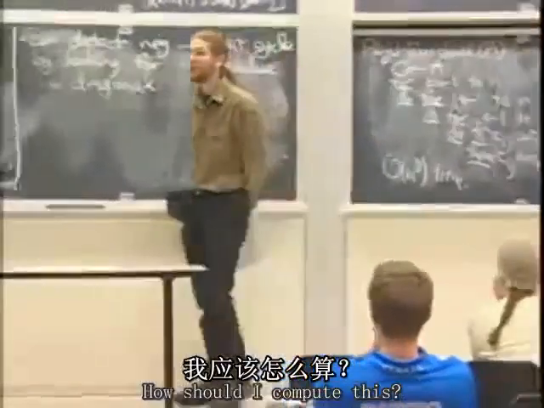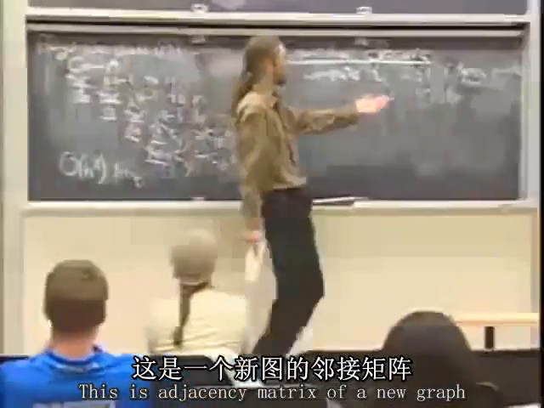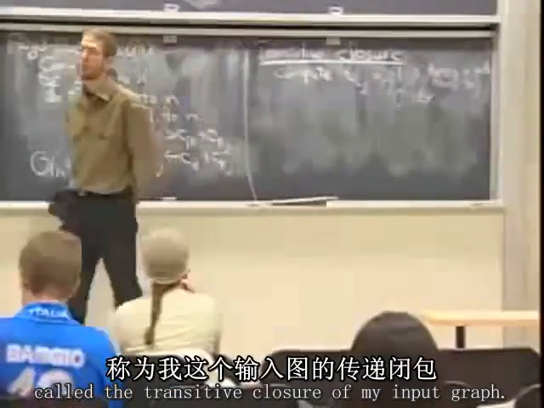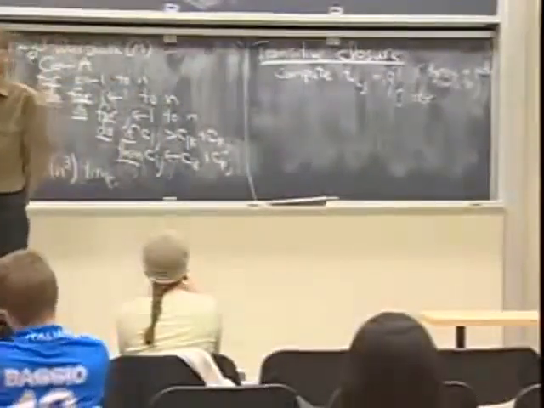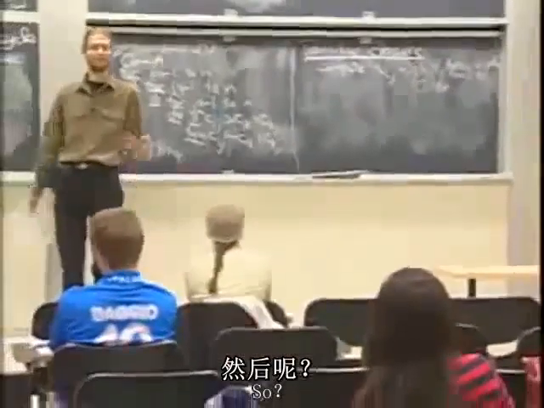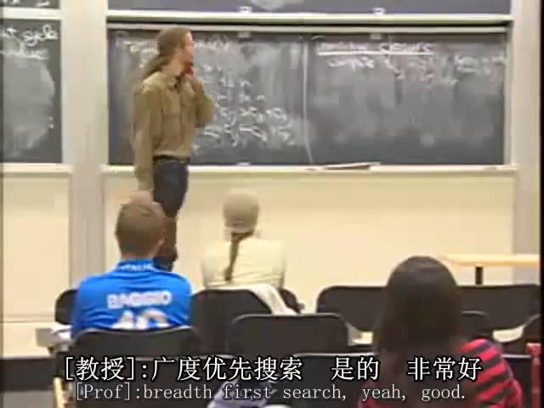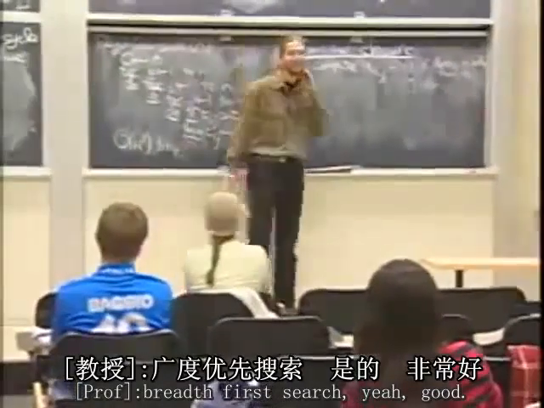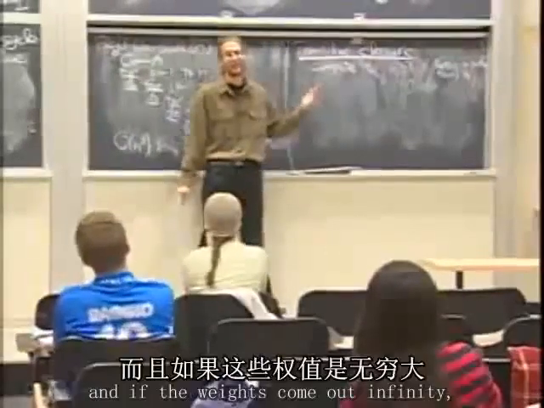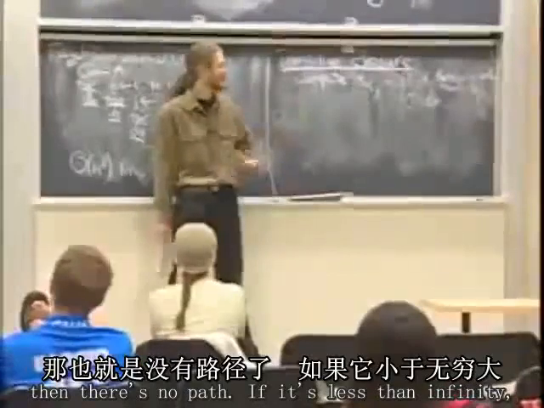How should I compute this? It gives me a graph in some sense. This is the adjacency matrix of a new graph called the transitive closure of my input graph. Breadth-first search, yeah, good. All I need to do is find shortest paths, and if the weights come out infinity, then there's no path. If it's less than infinity, then there's a path.